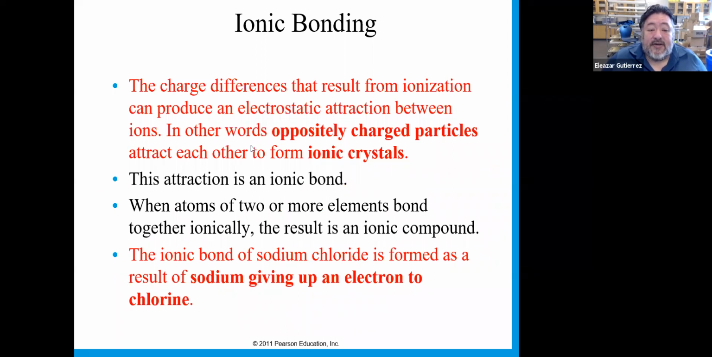Let's see. So, as a consequence of this ionization, which causes electrons to either be given away or received, you end up with oppositely charged particles that attract each other and form ionic crystals. Okay. An example, of course, is table salt. And here, sodium gives up an electron to chlorine. Let's see if you guys remember why that is.